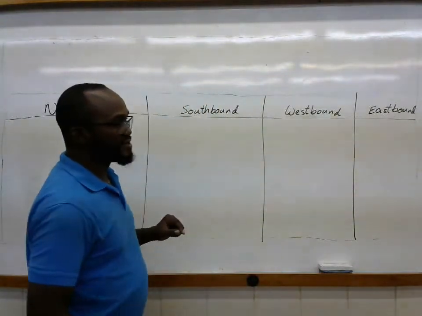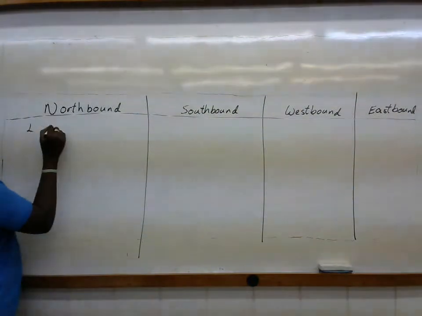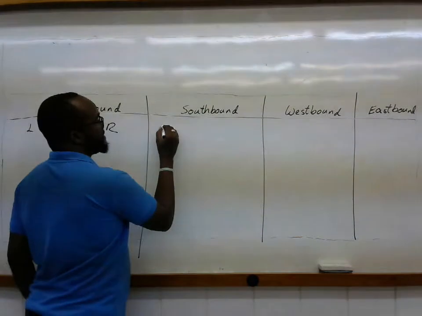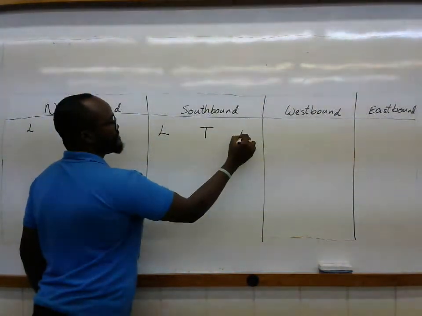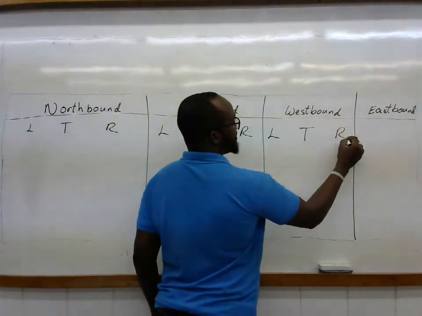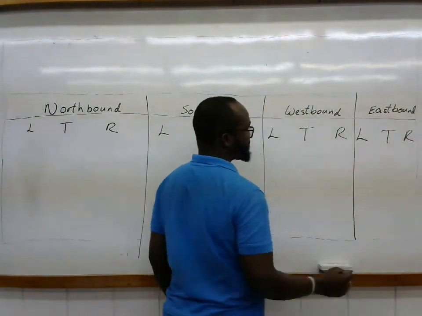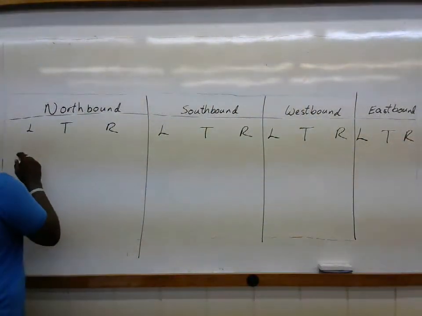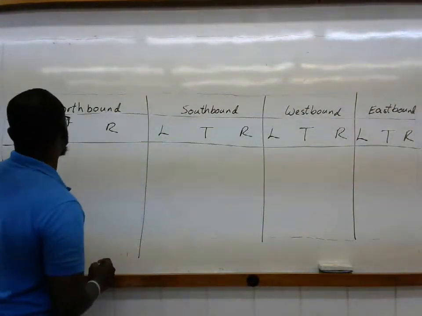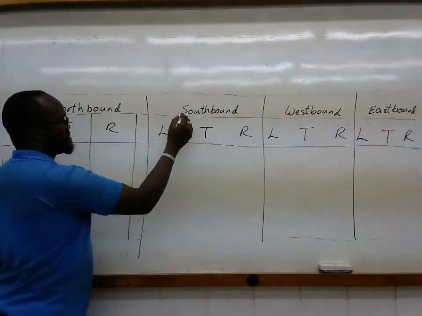Under each of these directions, we will have three movements. So we have left, through, and right, left, through, right, left, through, right, left, through, right. Okay, so this is essentially what the data would look like. You have columns.